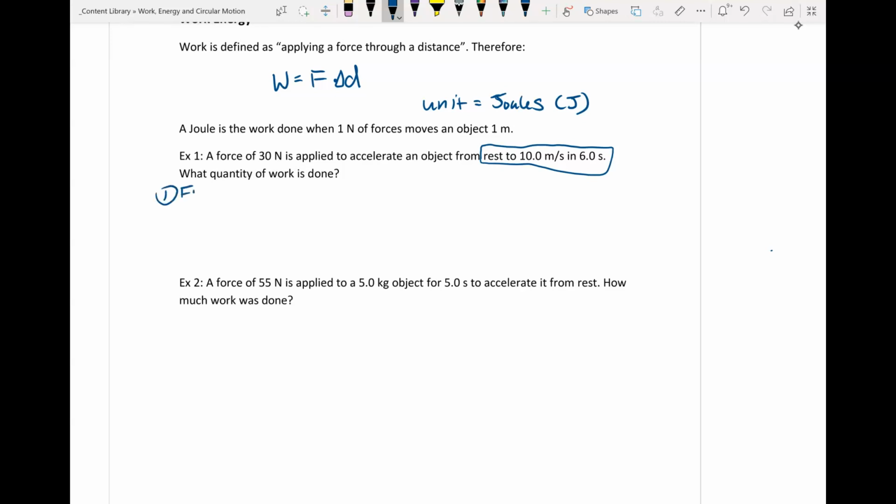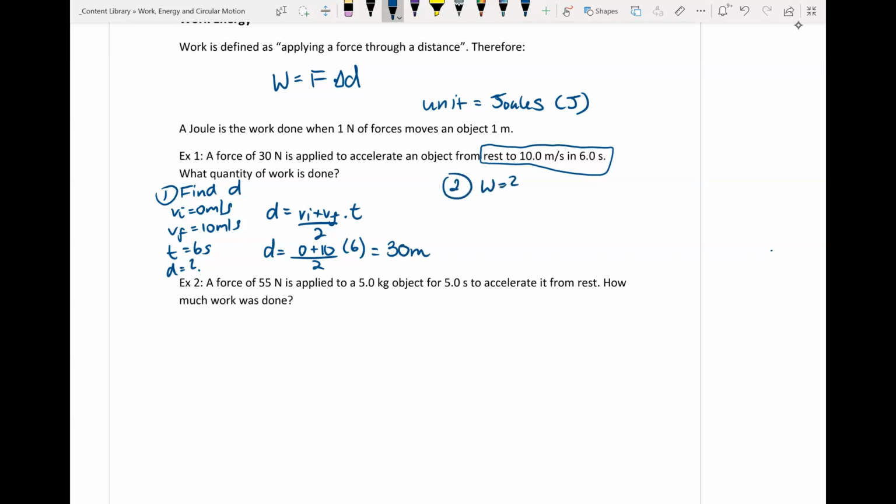Okay, so the first thing I'm going to do then is find d. We are given vi, vf, and t. And we're looking for d. So the equation I'm going to use is d is equal to (vi plus vf) over 2 multiplied by our time, because I'm looking for distance. So vi is just 0, vf is 10, and time is 6. So this calculation is going to give us 30 meters for our distance.